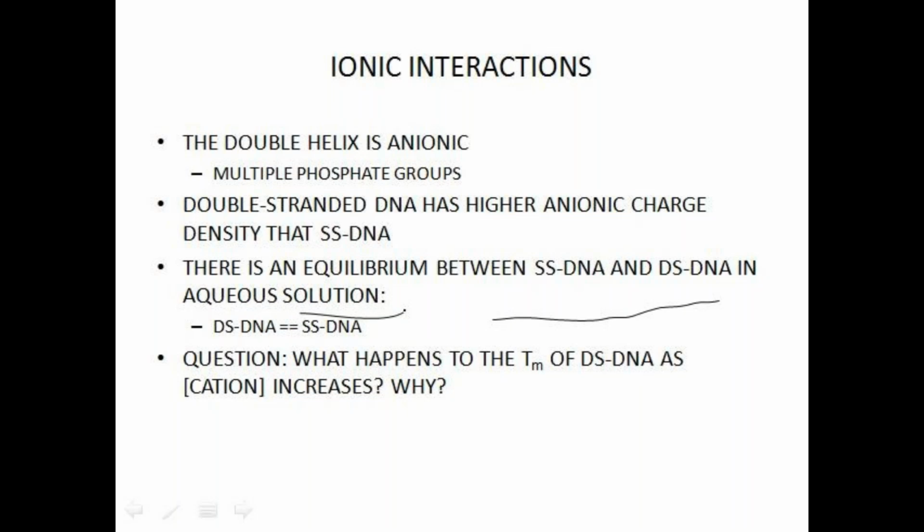I will ask a question. What happens to the melting temperature of double-stranded DNA when cations are increasing? You know about melting temperature. You said that it is due to heat that it loses its conformation. That means if double-stranded DNA is present and it is denatured, it gives the single-stranded conformation. And when more cations are present, what happens to the Tm, the melting temperature of double-stranded DNA?